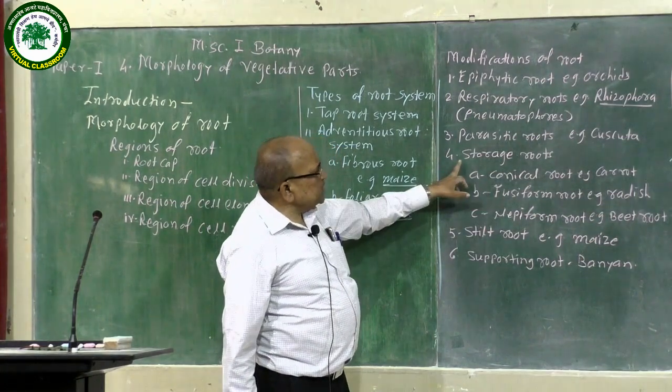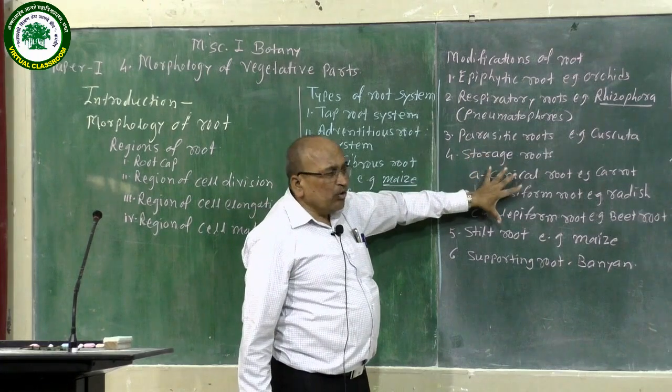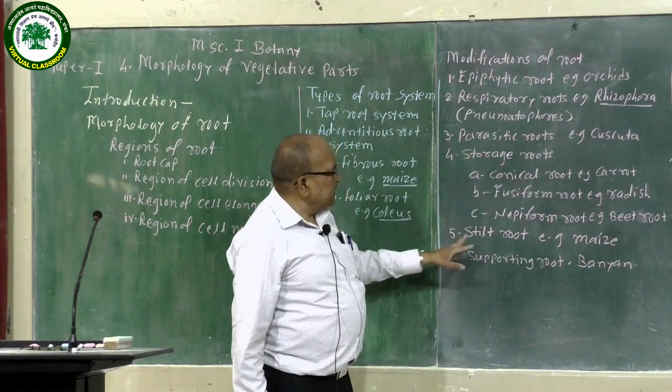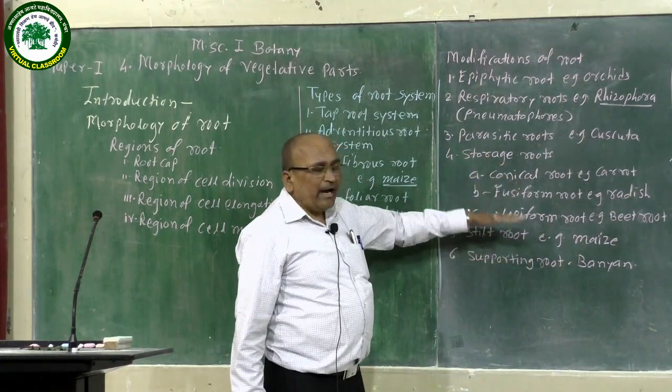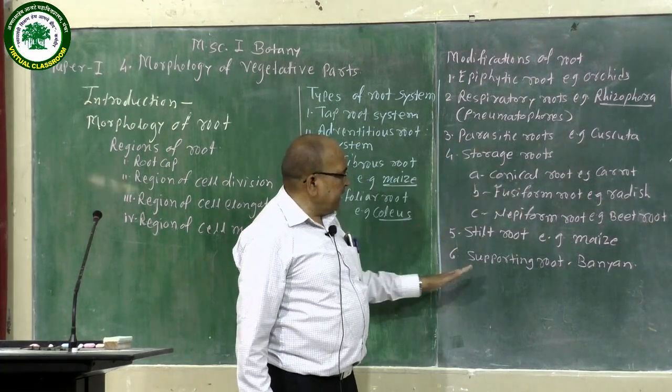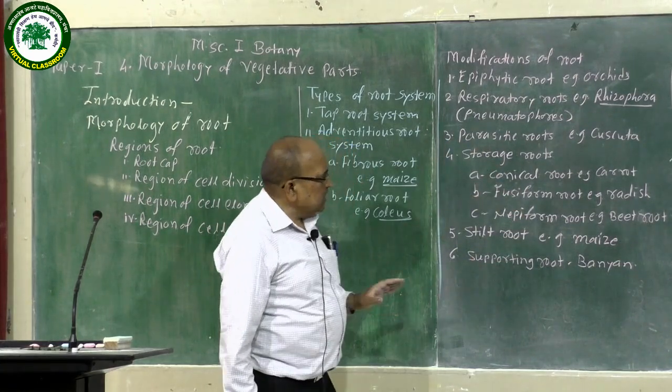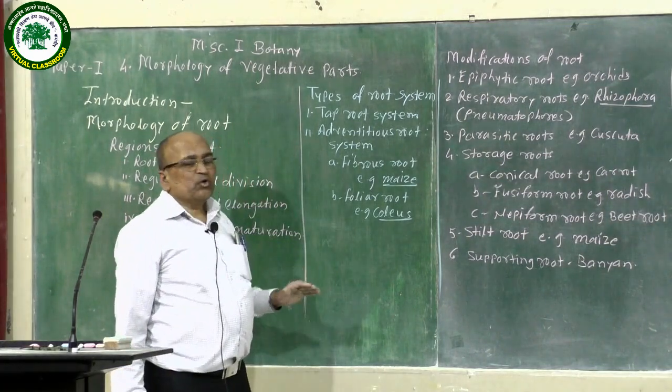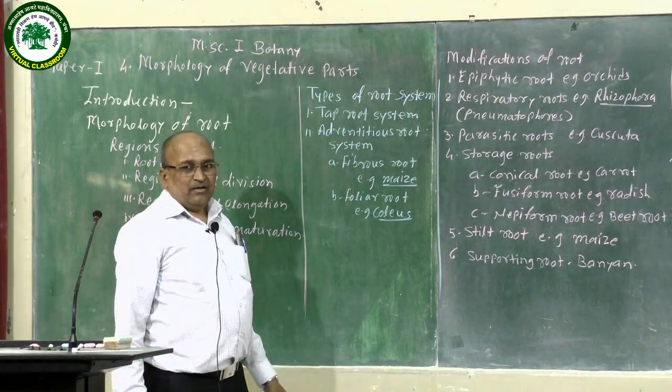Next one is the storage roots. They store food material of the plant body. Stilt roots give additional support to the plant body. And last one is the supporting roots. They give additional support to the plant body. Thank you.